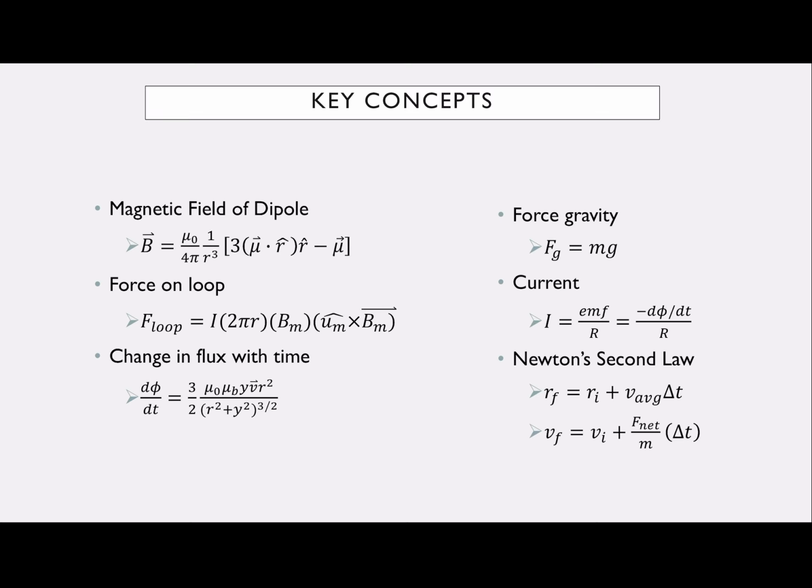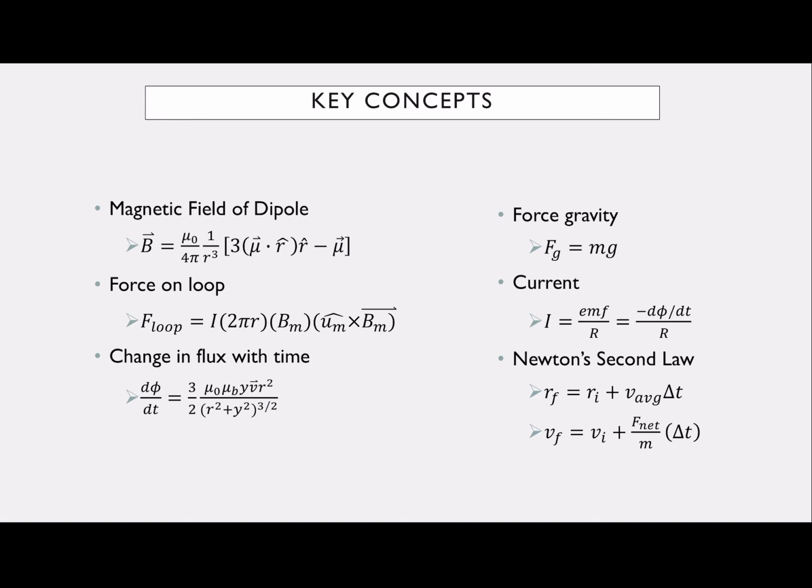Key concepts here were the magnetic field of a dipole. This one was really essential. It includes mu naught over 4 pi, and then we have mu, which is just the bar magnet dipole. Force on the loop, that was also important. You take the current, and then 2 pi r is the circumference. And then you have the magnetic field, and then you do some cross products there as well.